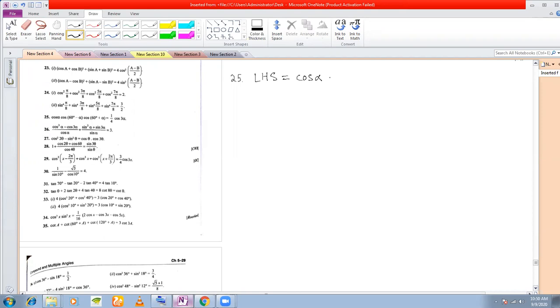We start from the left hand side: cos alpha, cos(60 degree minus alpha), cos(60 degree plus alpha). Okay, we start from here. So what you first do here is cos alpha, and cos(60 degree minus alpha) you expand by the cos A minus B formula: cos A cos B plus sin A sin B, and this you expand by the cos A plus B formula.